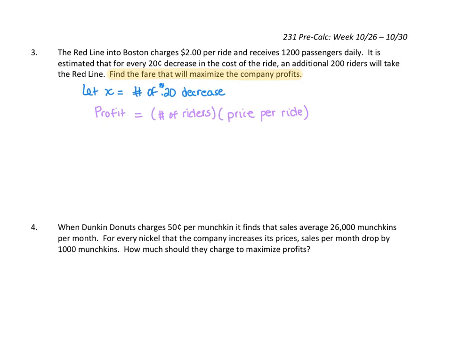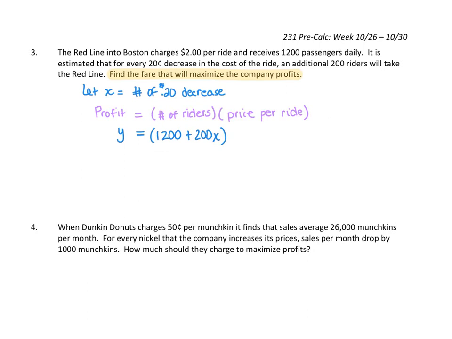And so I'm going to use y. You could use p for profit if you want. I'm just going to go back to using y because we're familiar with that variable. Y is going to represent profit. Okay, the number of riders, that's going to change based on how many times I decrease the price. Initially, we assume that there's going to be 1,200 passengers every day. But for every x, for every 20-cent decrease in price, I'm going to predict that there's going to be 200 more riders. So it's going to be 1,200 to start plus 200 more for every x.